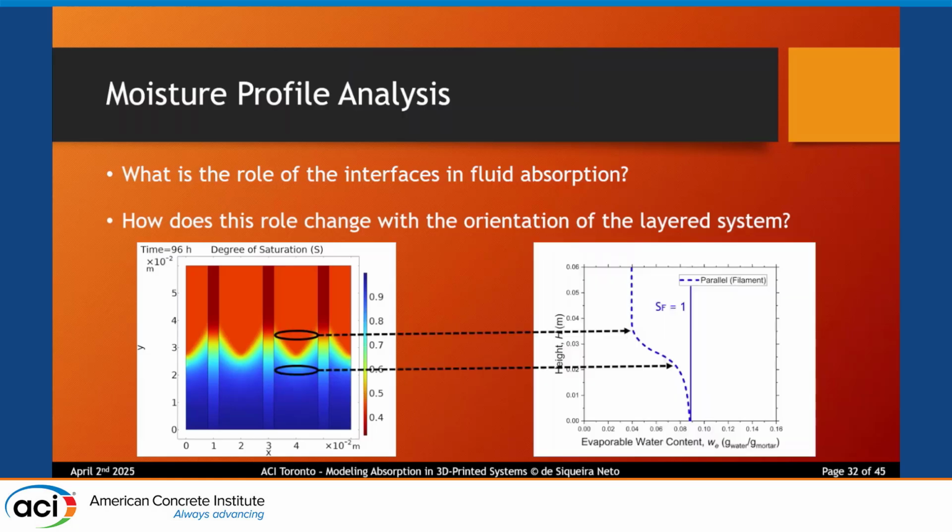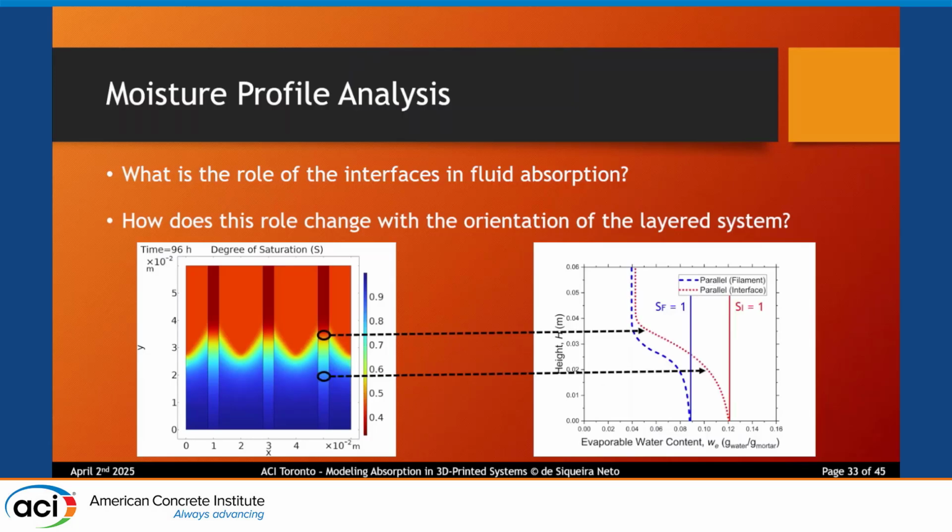And for instance, starting with the filament layers, this is what the moisture profile looks like. You'll see that the horizontal axis is now in terms of the evaporable water content in grams of water per grams of mortar. I'm using the arrows to indicate where the data is coming from, and I've also included a vertical line that represents the evaporable water content, in this case for the filament layers, when the system is fully saturated.